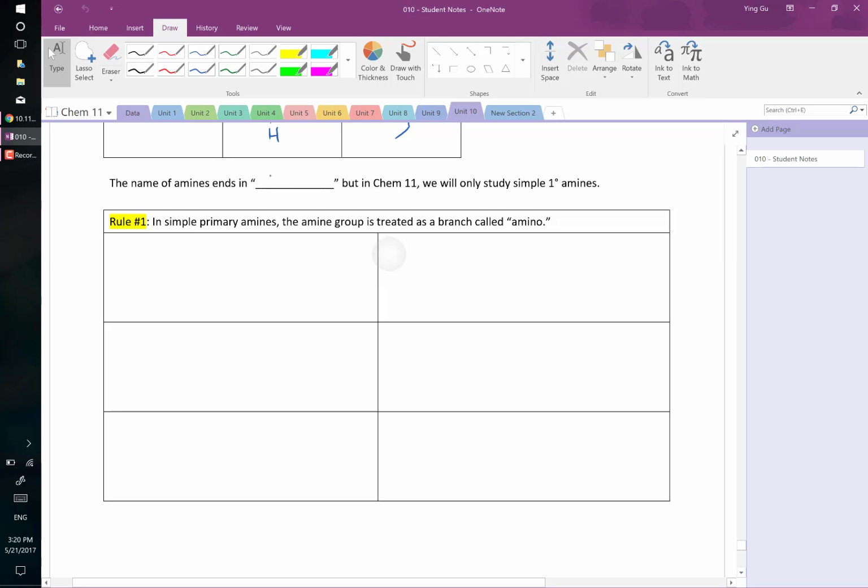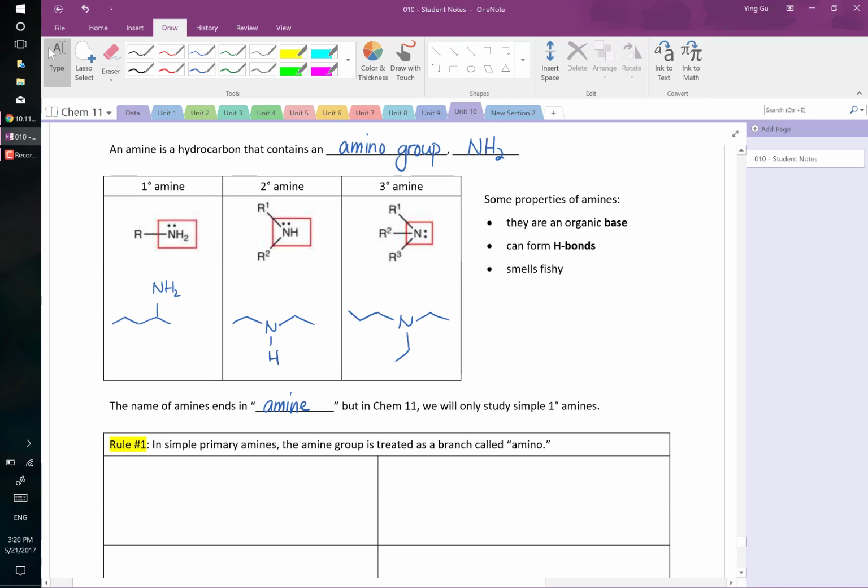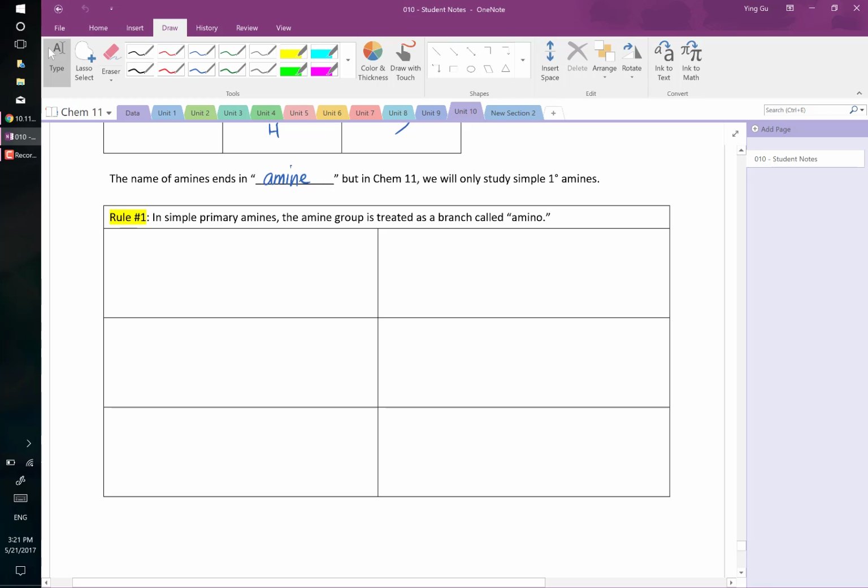The name of amines ends in amine, which is nice, but actually the ending amine doesn't apply to all amines. It depends on which type of amine you're looking at, the primary, secondary, or tertiary. And some amines are circular, and those have their own endings too. So it gets kind of complicated. In Chem 11 though, we're only going to focus on the simple primary amines. When we're naming primary amines, the ending of the whole molecule is just whatever alkane or alkene you're looking at, because in primary amines, the amine group is treated just like a regular branch.